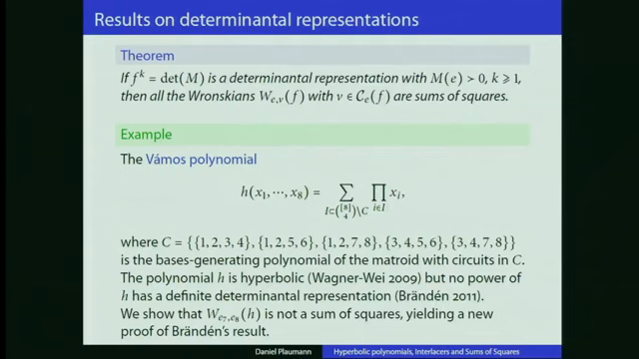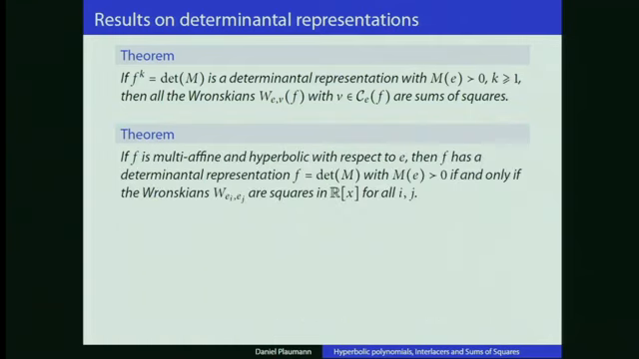This Vamos polynomial, like other polynomials that come up in matroid theory, is not only homogeneous, it's multi-affine. It has degree 1 in each variable. And in this case, we can say something more. In fact, there is a converse. If you have a multi-affine hyperbolic polynomial, then it admits a determinantal representation, not with powers, just the polynomial itself, if and only if the Wronskians are not only sums of squares, but actual squares.